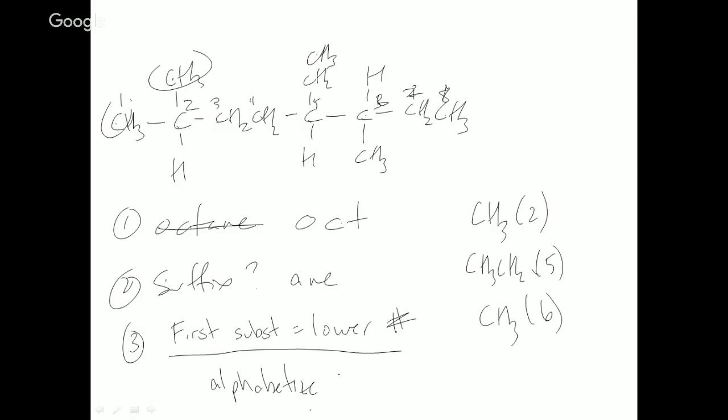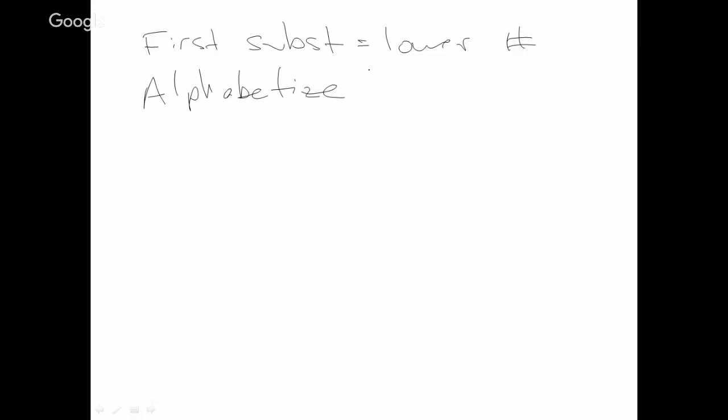And this is where it gets complicated. Let me write some rules on the next page. Alphabetize. So first substituent equals lower number. Then we want to alphabetize. But there are some caveats. We're going to ignore all prefixes. We'll see what that means. The whole thing is a prefix, but there are sort of prefixes within prefixes. You practice this, you'll get it. We're going to ignore all the little prefixes like di. There are 2 methyl groups, so we're going to have dimethyl.